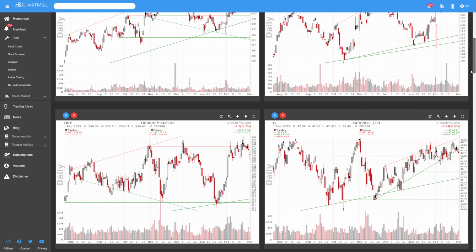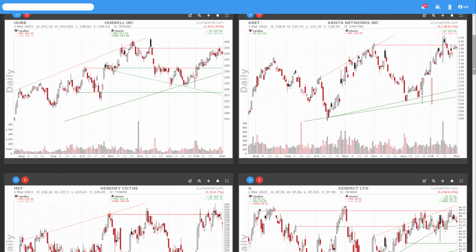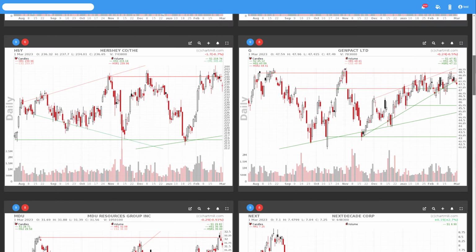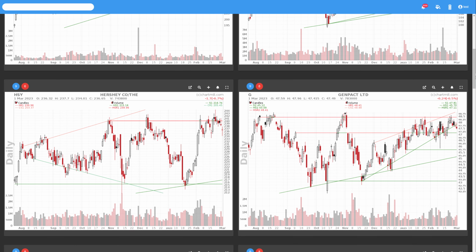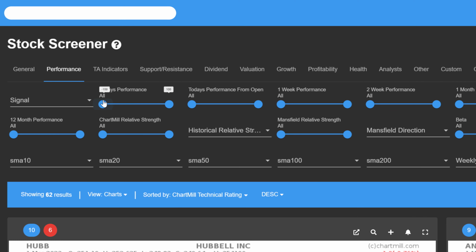You also notice that there are both stocks whose price rose or fell on the last trading day. In this case, however, I want to keep only the stocks that have risen. For this, I use the performance filter. Click on the performance tab and move the left bullet to minimum 0. ChartMill now only shows stocks that closed positive on the most recent trading day.